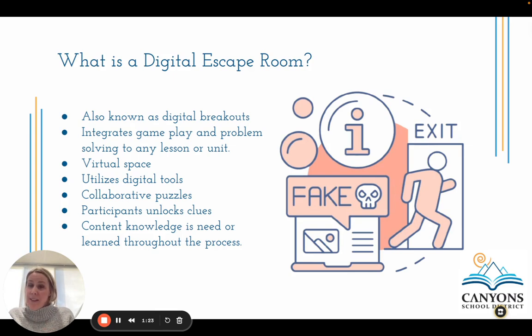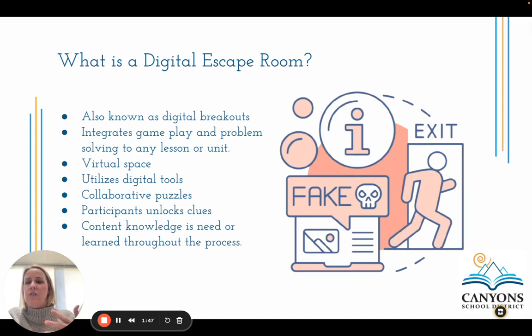So what is it? These are also known as digital breakouts. Think about if you've ever experienced one of those breakout rooms where you're stuck and locked in a room and you have to answer clues to get out. It's that kind of idea where you utilize something like a Google form where you have to enter in your answers to clues or riddles or whatever you may have to solve. And the idea is to get all of them right and digitally break out.